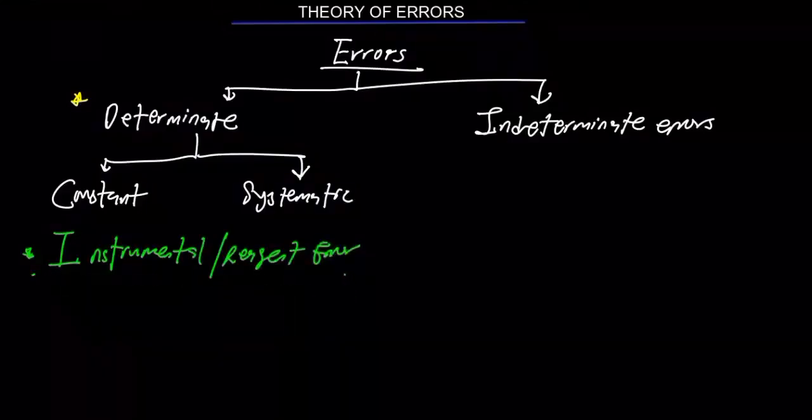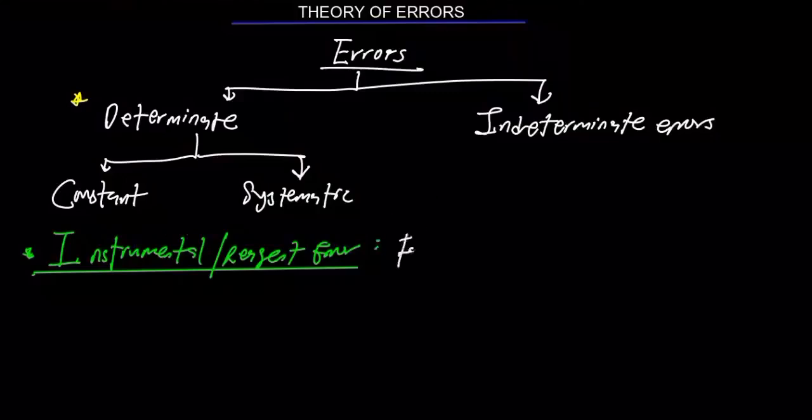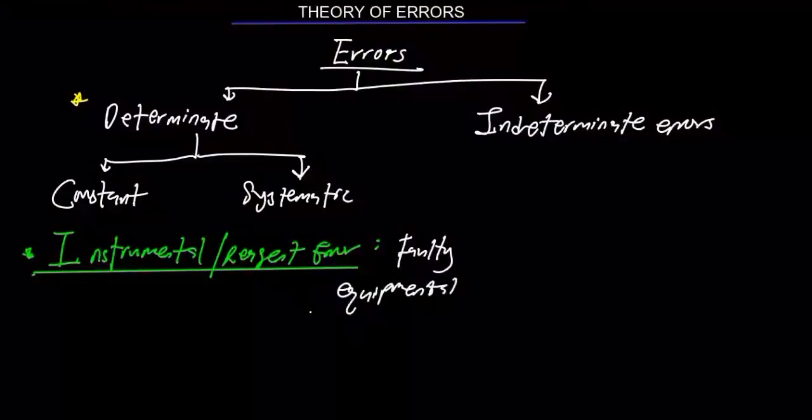This is very, very simple. When I'm talking about instrumental error, it means that we are talking about the error that arises from the apparatus we are making use of. That is, this error arises when we make use of faulty equipment, e.g. uncalibrated apparatus. There are some apparatus that will have zero error and so on. So that's an example of instrumental error.